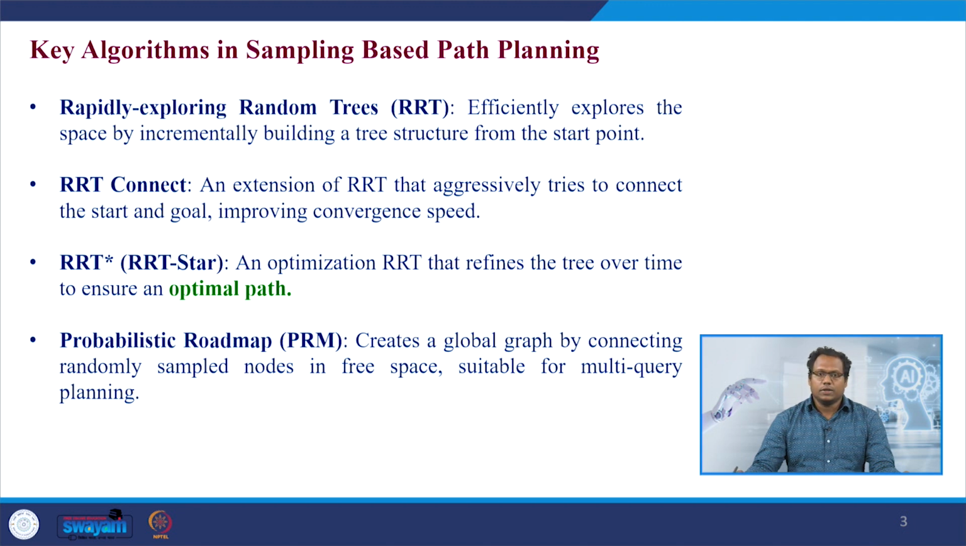the convergence speed. Then the third approach we are going to see today is RRT star, where the star indicates the optimal path solution obtained from this algorithm, and hence RRT star is an optimization based RRT that refines the tree over time to ensure an optimal path. Then finally we are going to see probabilistic roadmap PRM, which will create a global graph by connecting randomly sampled nodes in the free space, which is suitable for multi-query planning.